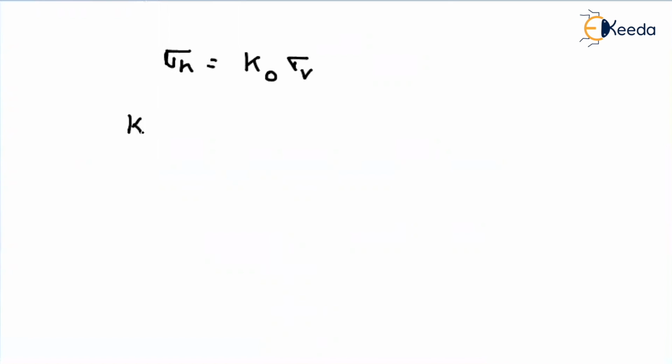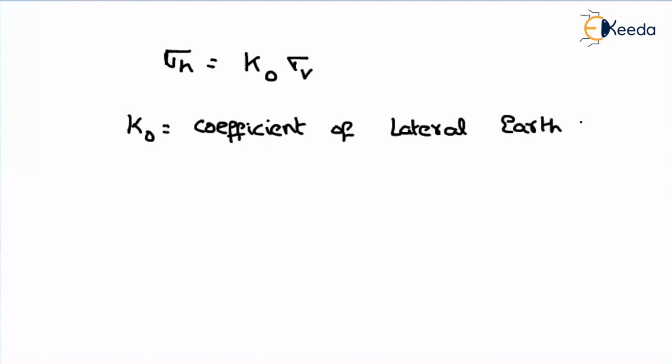So this K0 is called the coefficient of lateral earth pressure at rest condition. That means wherever you want to find out the lateral earth pressure, at that point first you have to find out the vertical stress acting at that point. So if you know this coefficient, then if you multiply that, we will get the sigma h value.